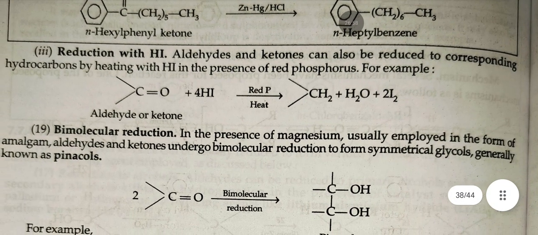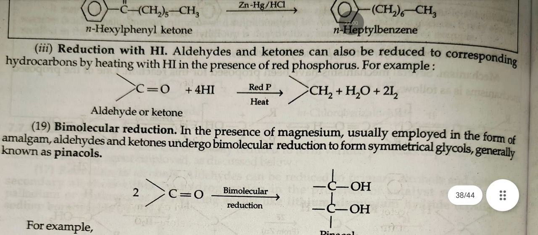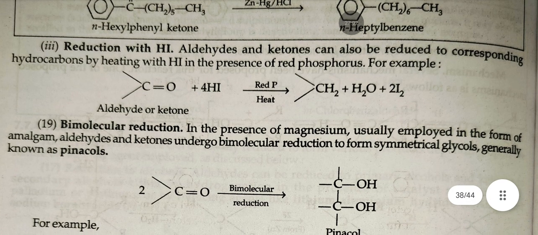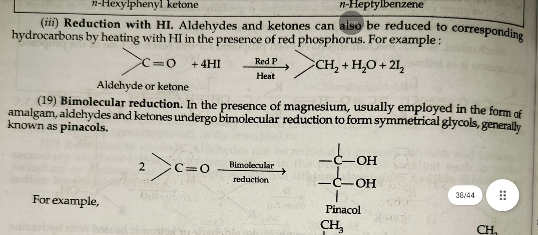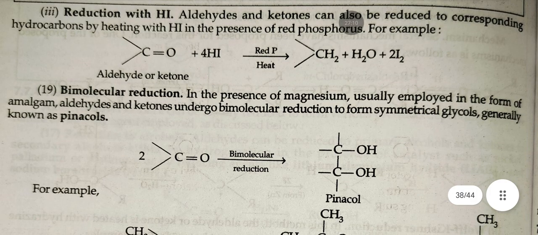Reduction with HI. Aldehydes and ketones can be reduced to form the corresponding hydrocarbon by heating with HI in the presence of red phosphorus. Aldehyde or ketone with red phosphorus and HI will give simple alkanes, water, and I2.